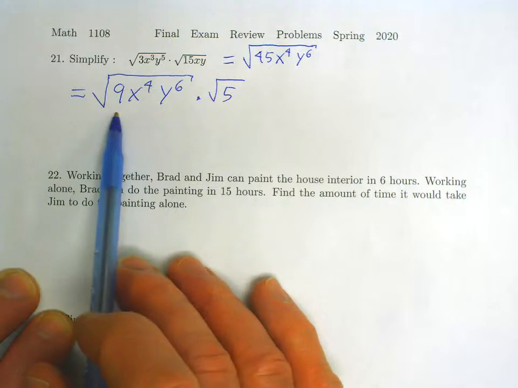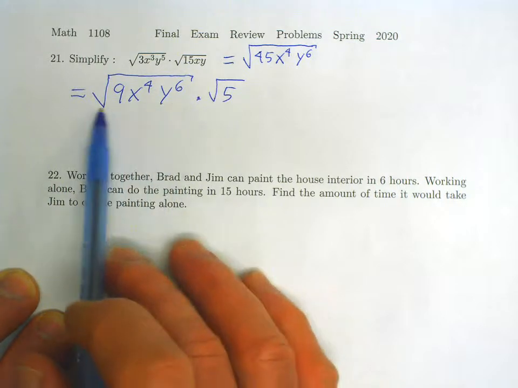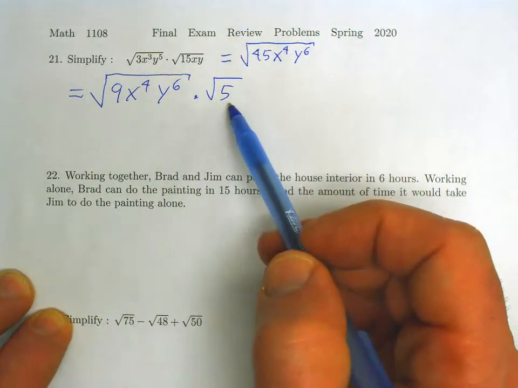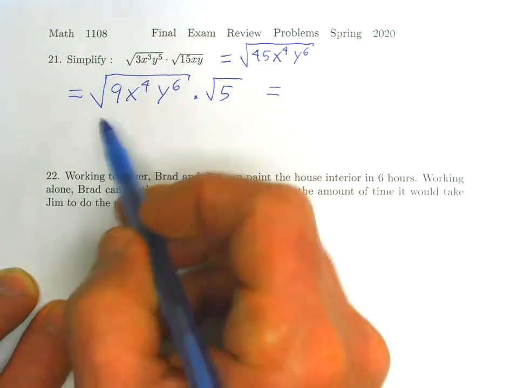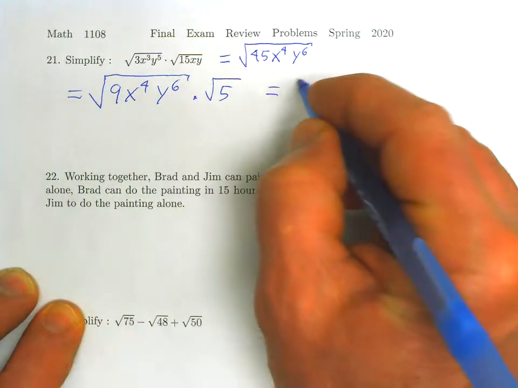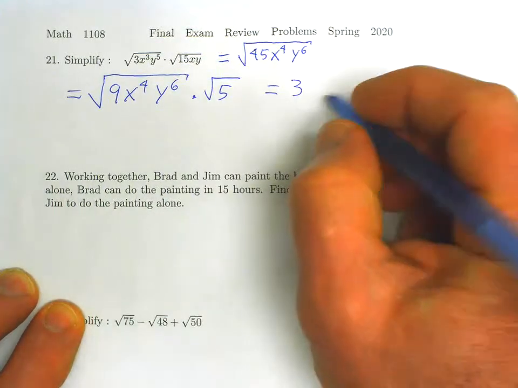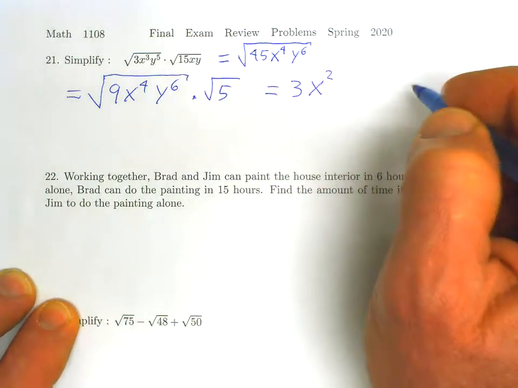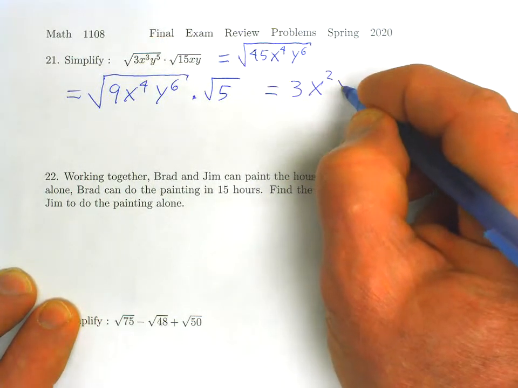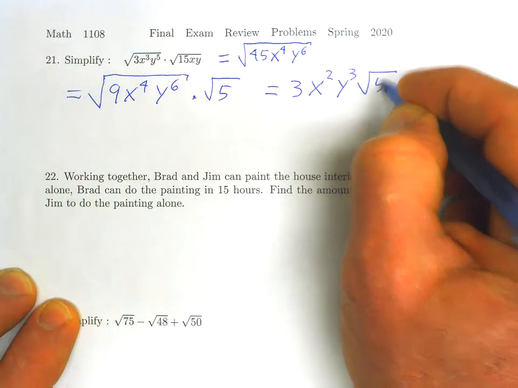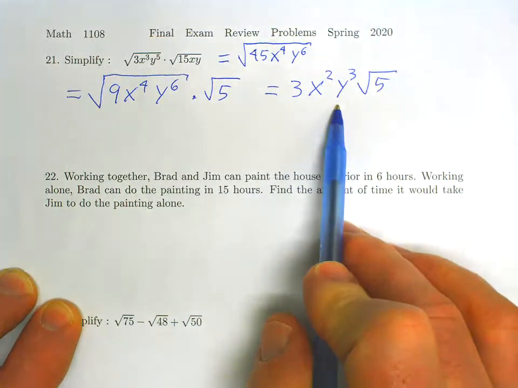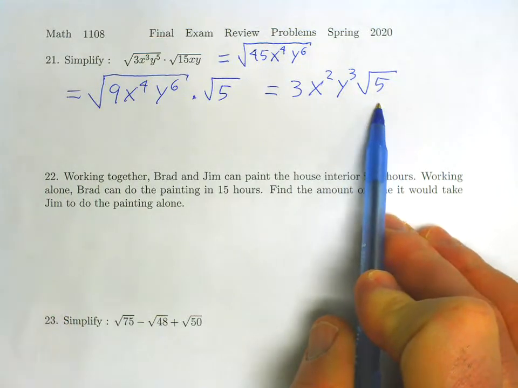So what I did was I grouped the perfect square factors in a single square root, and the remaining factor 5 is by itself. So the simplified answer, the square root of 9 is 3. The square root of x to the fourth is x to the second. The square root of y to the sixth is y to the third. And the final answer, 3 times x squared times y to the third times the square root of 5.